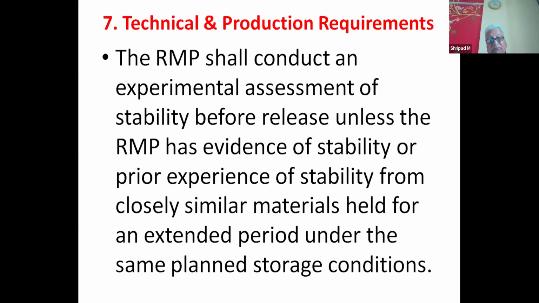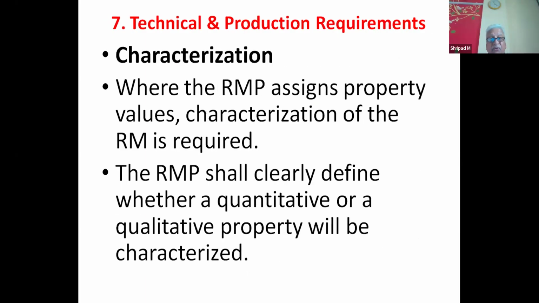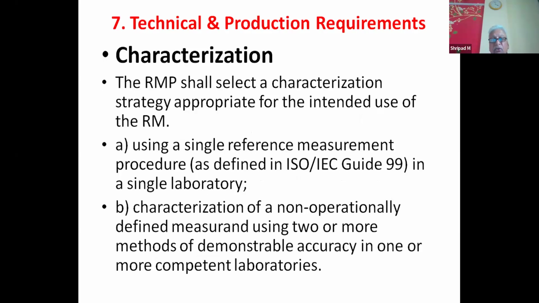Of course, all these activities have to be experimentally performed. Then the next important term is characterization. That is the assignment of property value. Property value means the actual exact concentration of that particular reference material or certified reference material. That is nothing but the characterization. So the RMP shall clearly define whether a quantitative or qualitative property will be considered as the characterization value, that we need to define and detect.